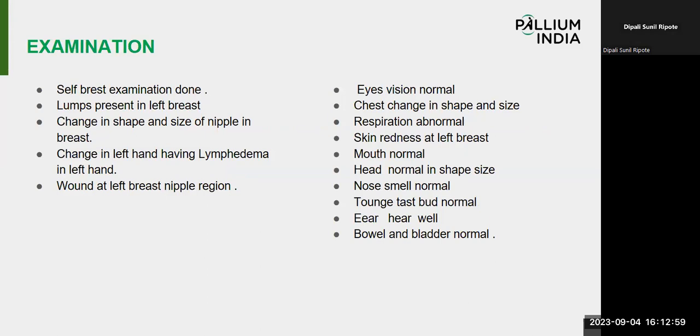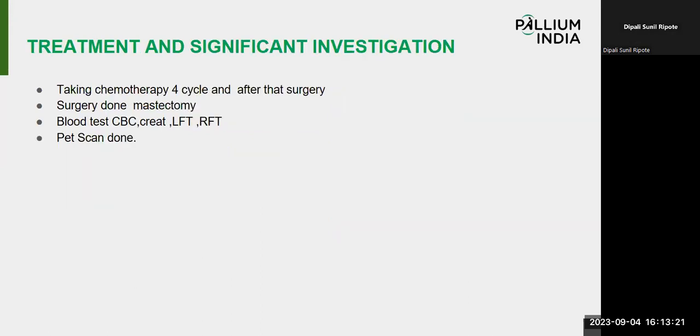Examination: self breast examination done, lump present in left breast, change in shape and size of nipple and breast, lymphedema in the hand, wound at left breast nipple region. Treatment: she took chemotherapy 4 cycles after surgery. Surgery done was mastectomy, and blood tests including CBC, creatinine, LFT, RFT, and PET scan were done.